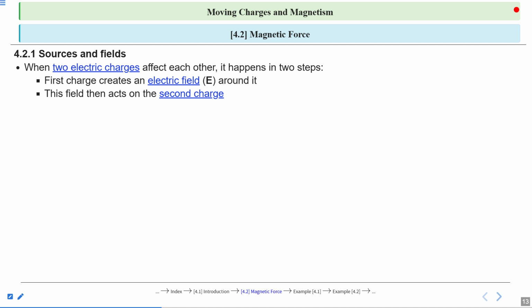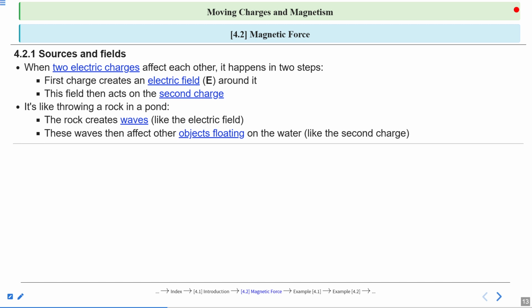When two electric charges affect each other, it happens in two steps. First, the first charge creates an electric field. If there are two charges in space, the first charge will create an electric field around it, and the second charge will experience a force due to that electric field. We have discussed this in that chapter: the first charge is the source charge and the second is the test charge. The source charge produces the electric field, and the test charge experiences force in that electric field.